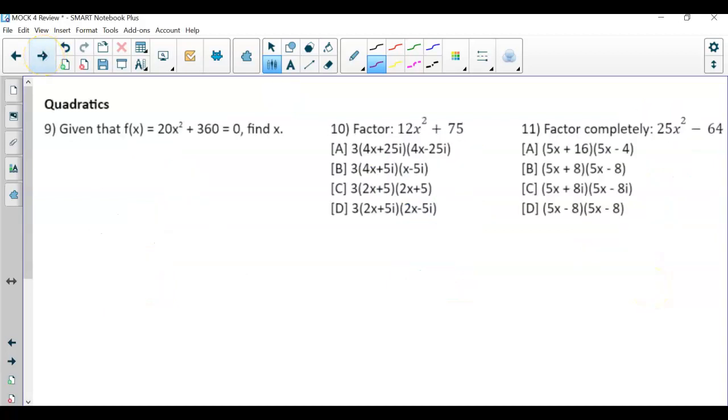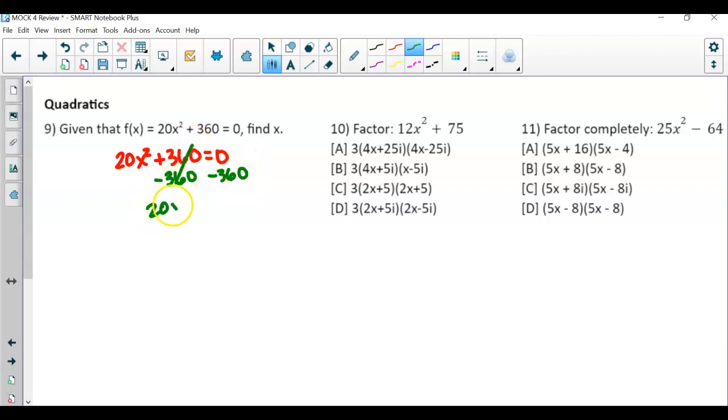Question 9, 10, and 11, focusing on our quadratics now. So here, this is solving, given this function here, we're solving for x. So I'm just going to rewrite this here, 20x squared plus 360 is equal to 0. Now, notice this is just back to our 2 terms. So 2 terms, no x, treat it like a 2-step. So we always add or subtract first. So I'm going to subtract 360.